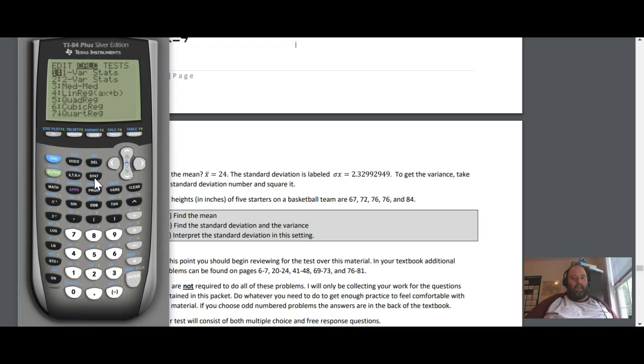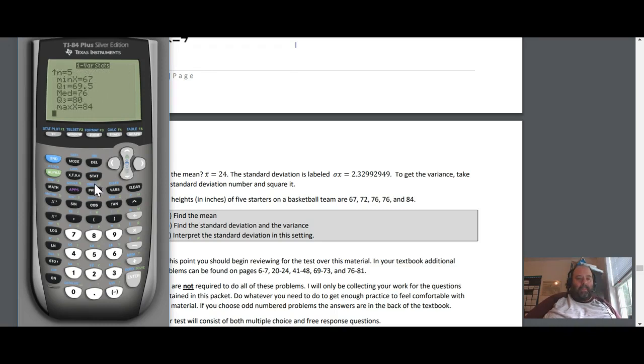So I'm going to go stat, calculate the one variable statistics for list 1, and calculate. And it tells me right at the top that the mean is 75. We're going to assume that this is a sample, okay? We have no evidence that this is a complete population, so Sx, that's 6.24, we're going to assume as the standard deviation, okay?